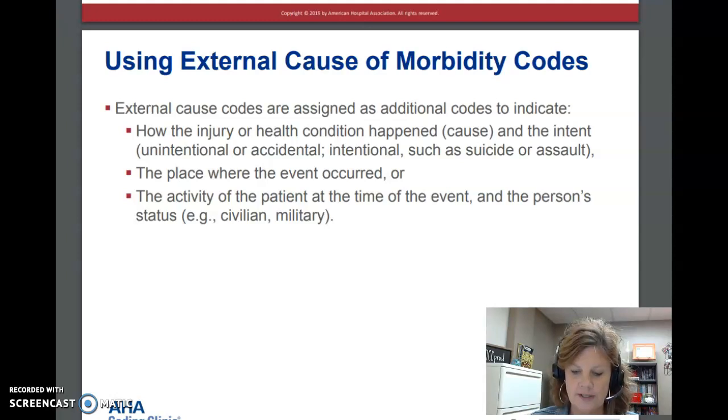And we'll get more into these when we start hitting the chapters for injury. So crazy as it seems, they want to know exactly how that accident happened. So if somebody fell out of a hot air balloon, there's a Y code for that, stating that's the accident. They want to know where it happened, if it was suicide, assault. Everything needs to be documented because this is where you get your statistics from. And also, where did this event happen? Where did it occur? And at the time, what was the patient doing? Were they a civilian? Were they in military? Were they getting paid for it?